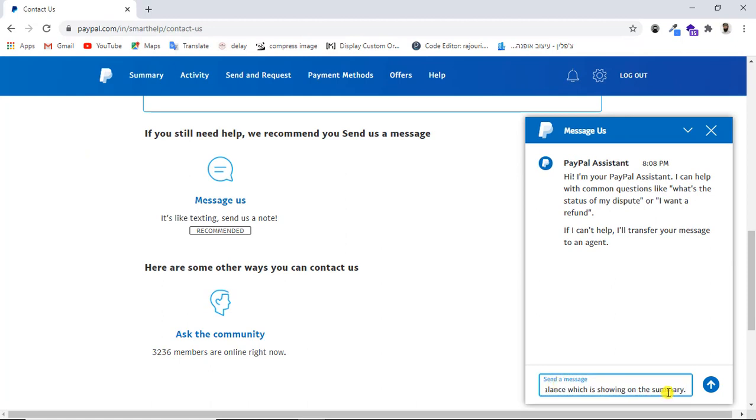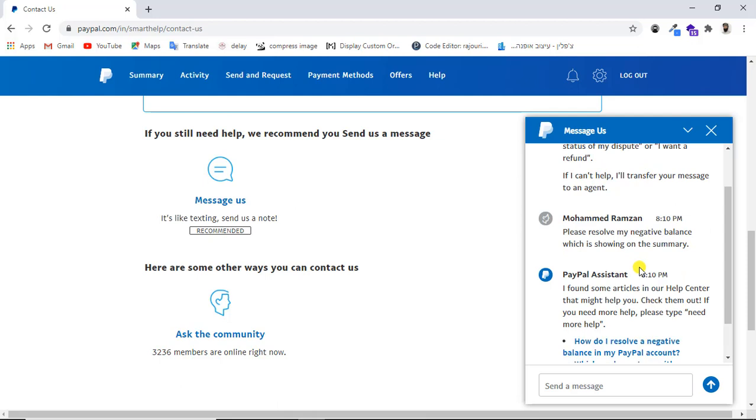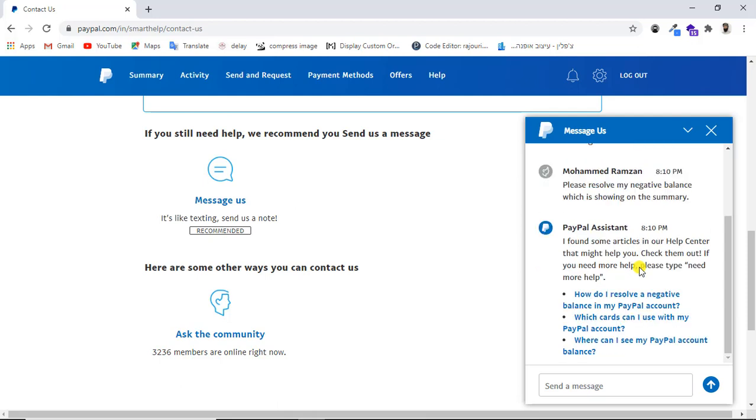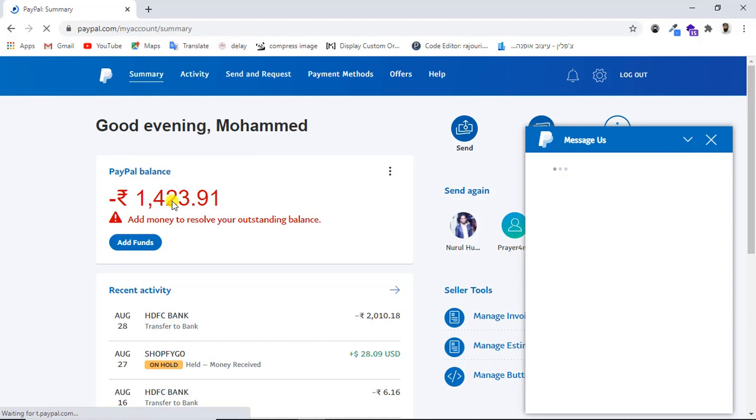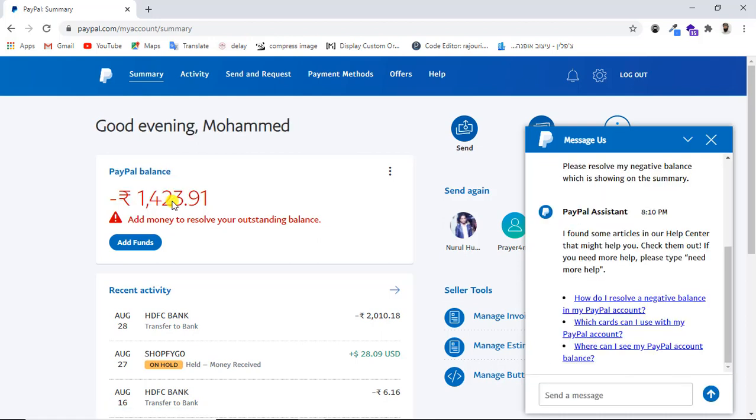Once you are done with the message, you need to click on this button and the message will be sent to the PayPal department. They will give you feedback on the issue you are facing after some time, so you need to keep checking the email address which you have linked with this PayPal account. In that way you will get the specific reason for the dispute or the negative balance which is showing on the home page of your PayPal account. Whether you have a business PayPal account or a personal PayPal account, both will be solved.